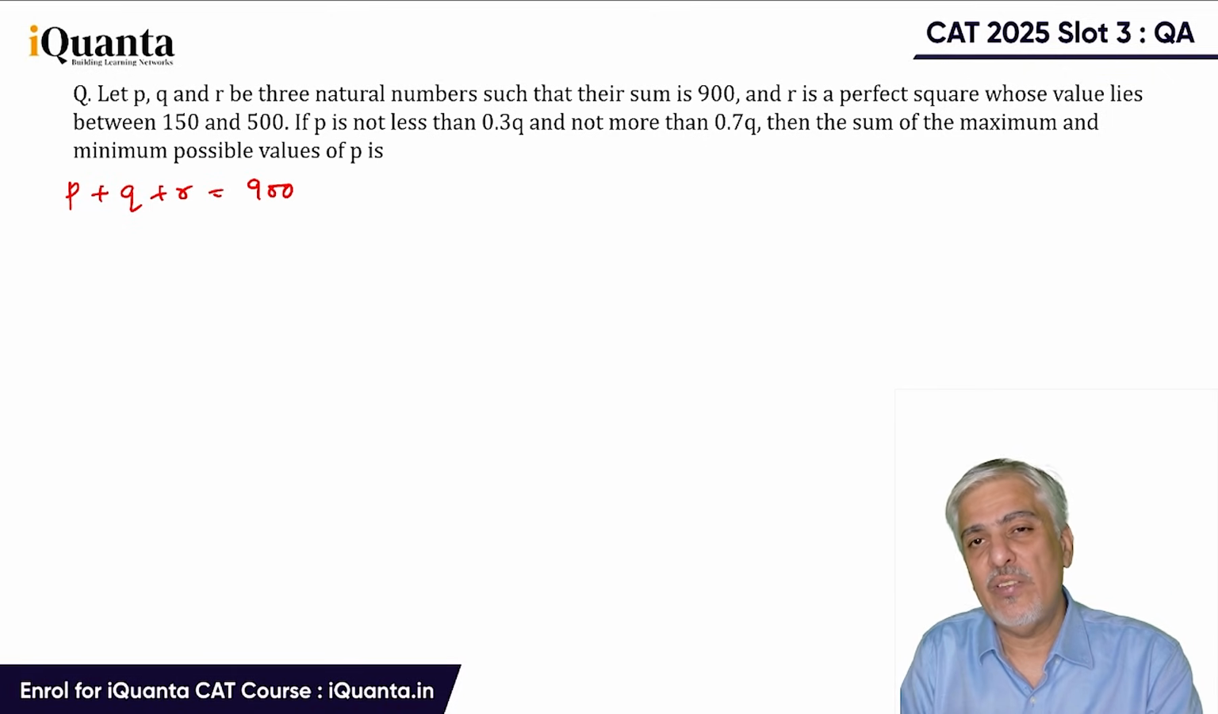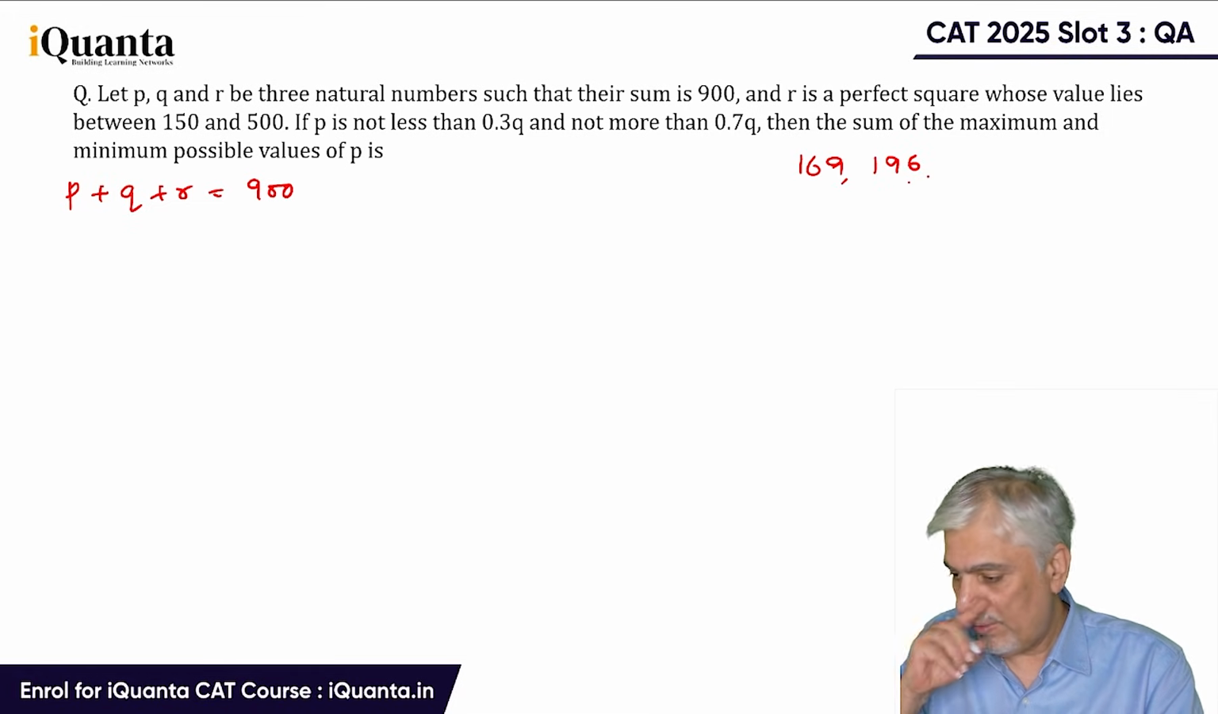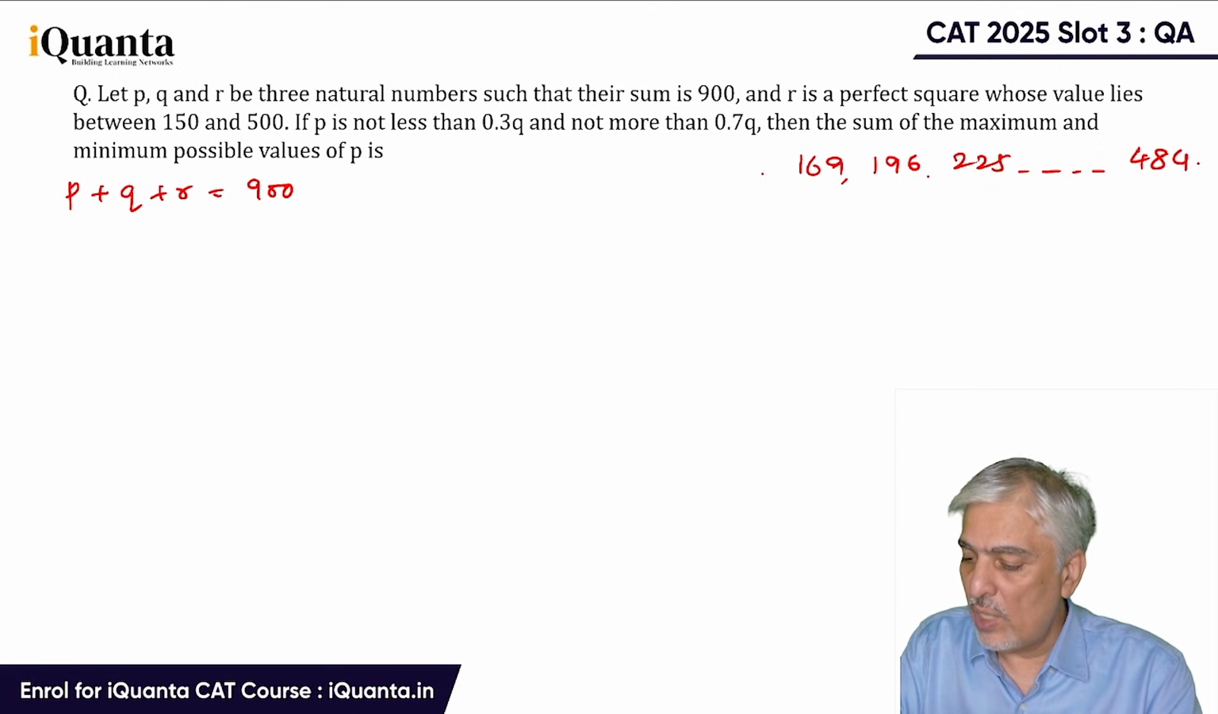Which is the first perfect square more than 150? I think 169, then 196. 15 square is 225, and so on up till 28 square being 484. So R can be any one of these values.